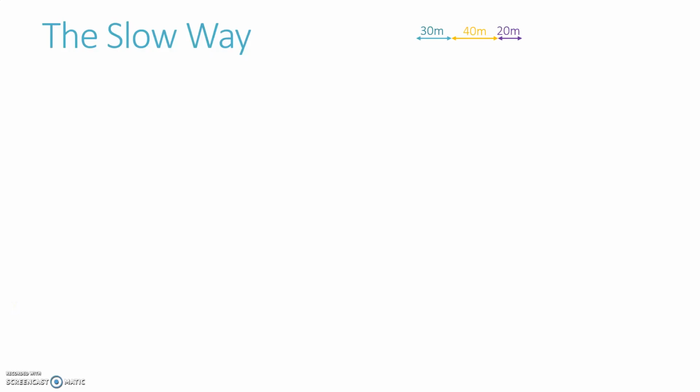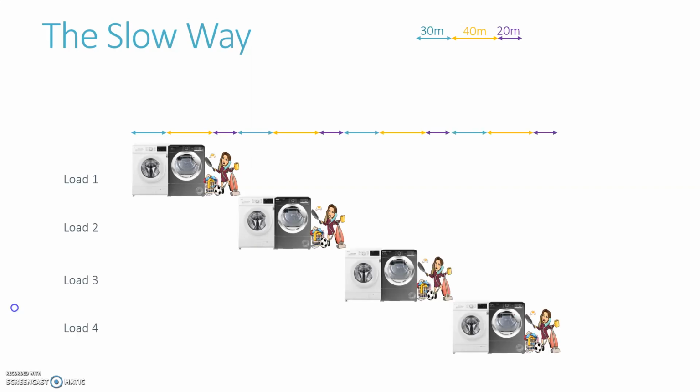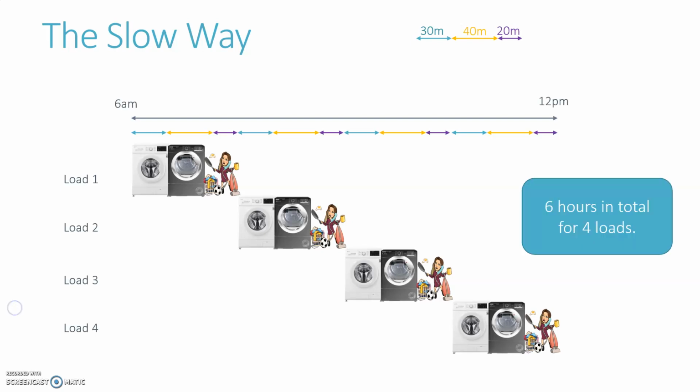So you could have calculated this in two main ways. The slow way would be if we think about the first load, the blue arrows representing 30 minutes for the washing machine, the orange arrows representing the 40 minutes for the tumble dryer, and then the purple arrow representing 20 minutes for the folding. It would take us 90 minutes in total to do one load, and then another 90 to do the second, another 90 to do the third, and another 90 to do the fourth. So in total, if we started at 6 a.m. in the morning, it would take us until 12 noon to finish the 4 loads of washing, which would take us 6 hours to do the 4 loads.